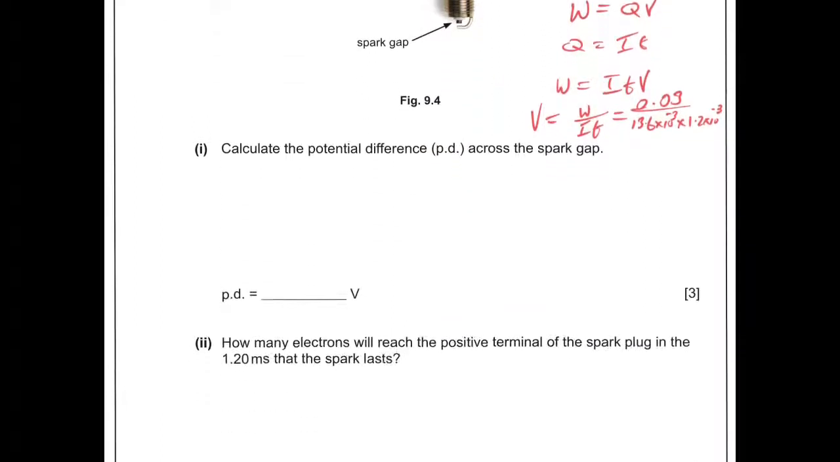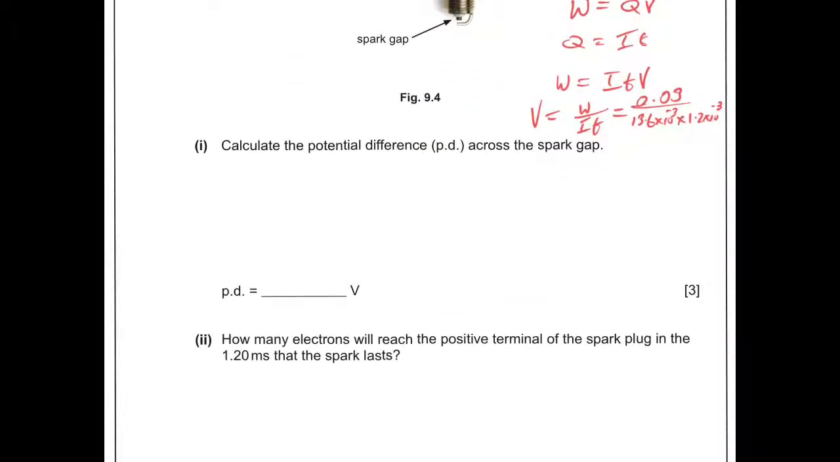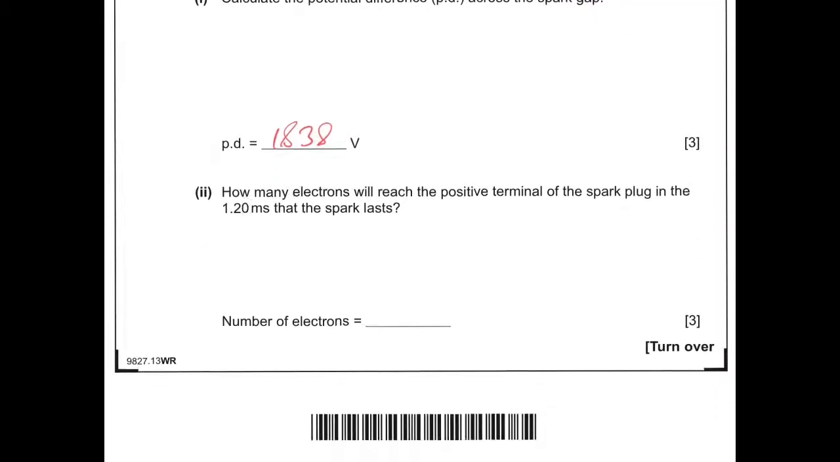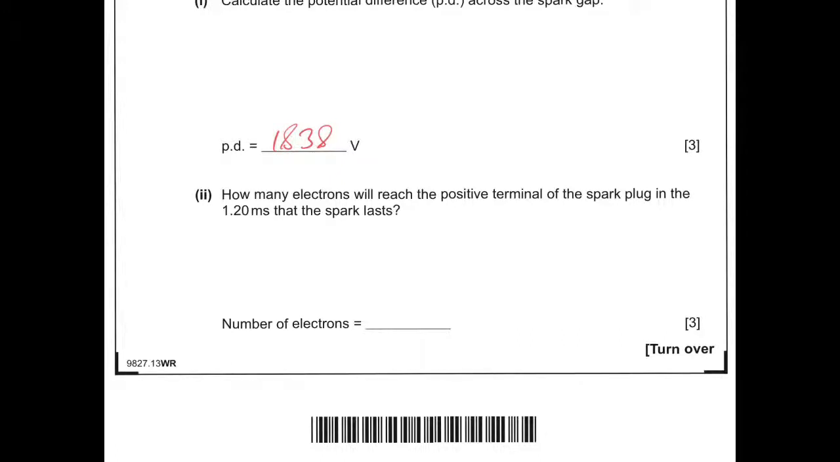And that gives us a V when we follow that through of 1838. So we're then asked how many electrons will reach the positive terminal of the spark plug in the 120 milliseconds that the spark lasts for.